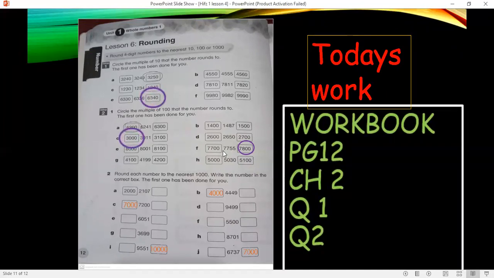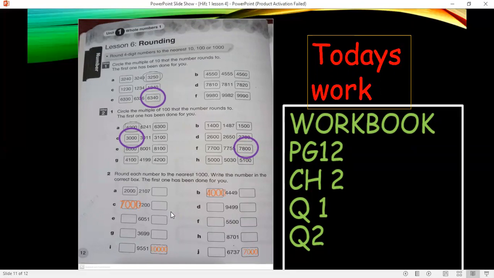Next, I have done example number 5. It is 7,755. Underline this 7 on the hundreds place, circle this 5 on the right side of it. This 5 is equal to 5, so it will give 1 to this 7. It will turn into 8. All the remaining digits will be replaced with 0, so it will become 7,800. The same will be done in the bottom part. If we round off 7,200 to the nearest thousands, it will become 7,000.